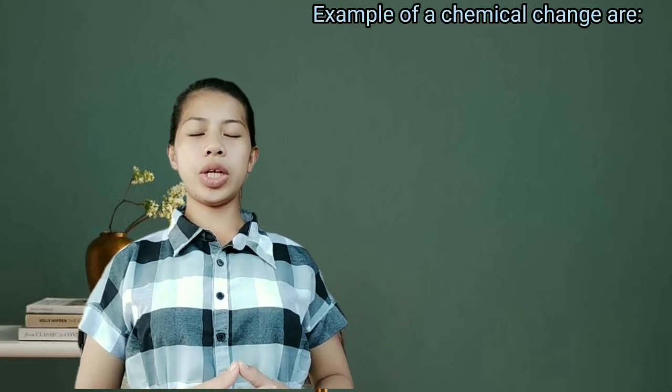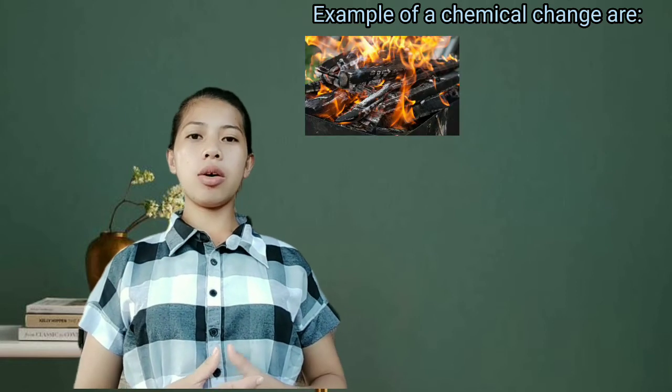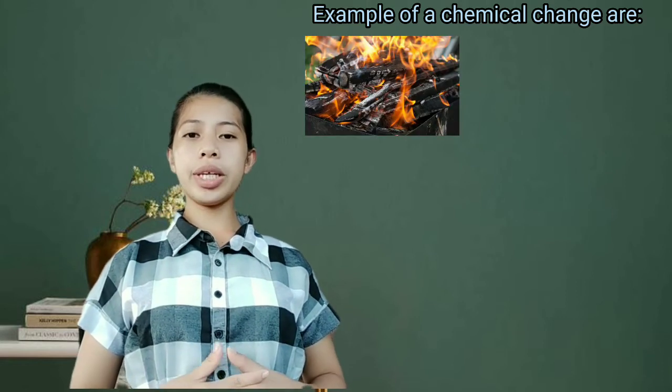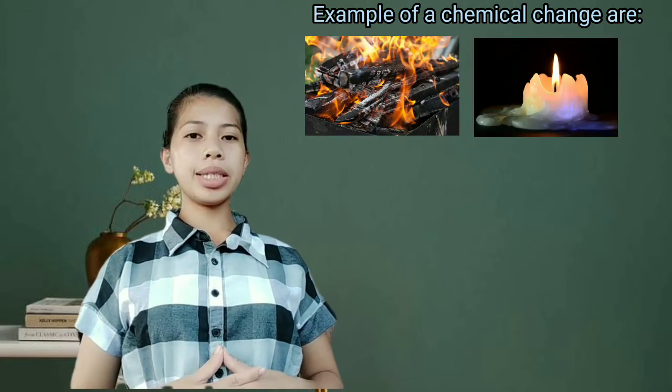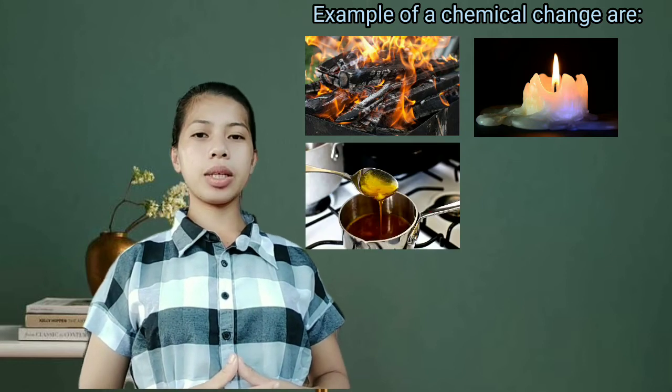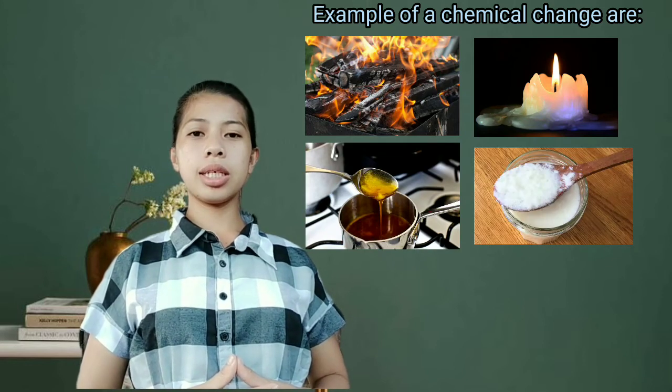On the other hand, chemical change occurs when a substance combines with another to form a new substance. Examples of a chemical change are burning of wood, burning of a candle, melting of sugar, spoiling milk, baking a cake.